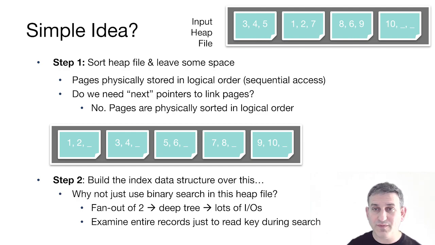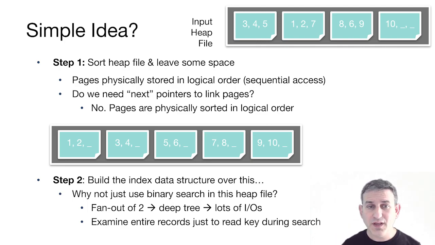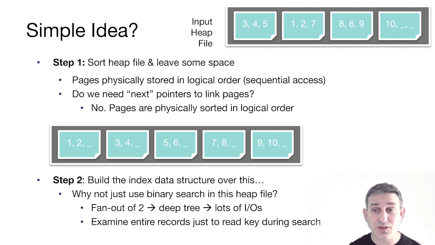We're going to sort this heap file, and we're going to sort it by the search key that we want to fetch things on, that we want to index on. Okay? And we're going to leave a little space for future inserts. And so what we're going to get is a file that looks like the one below. It's physically ordered with the pages storing data in the correct logical order for us to search on. And so we'll be able to do sequential access in this file from left to right and get the data out in the order that we want to search on.